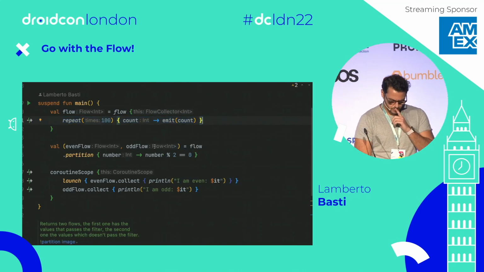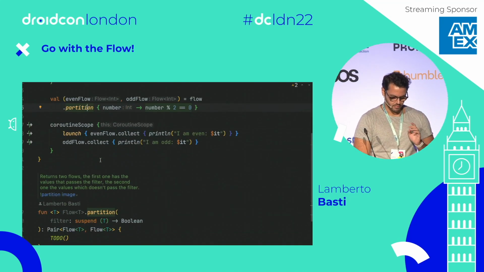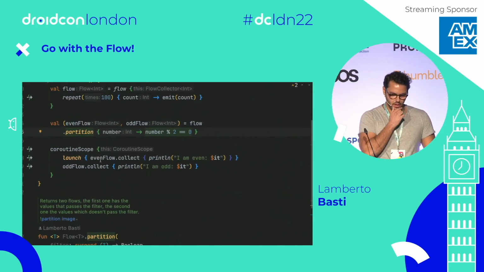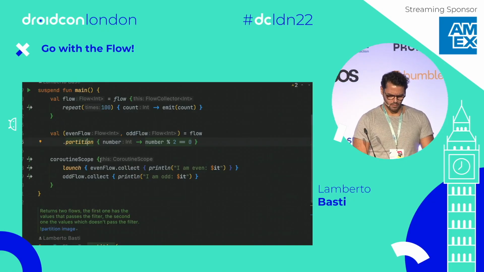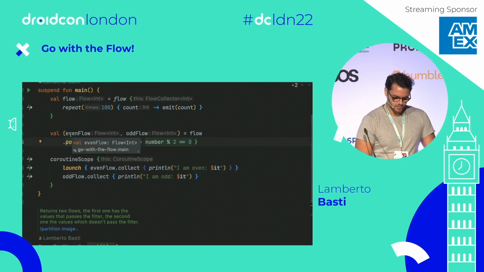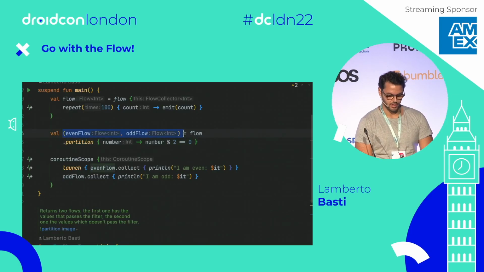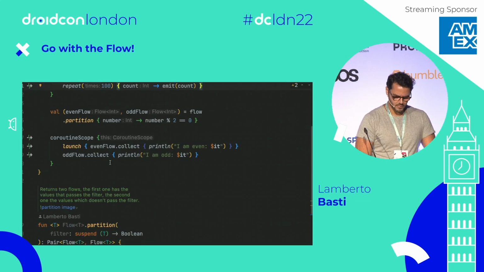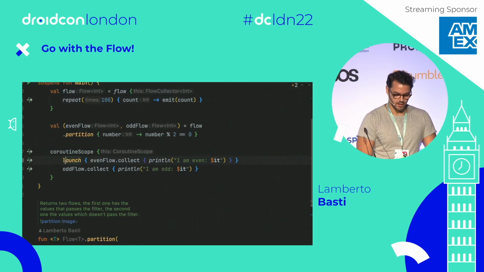So we want to create this operator, which is down here. We're going to check the details in a moment. We want to return two new flows, with the Kotlin destructuring syntax of open parentheses, the even flow and the odd flow, based on whether the number that arrived from the upstream is an odd number or an even number. And then we collect them asynchronously with a launch.